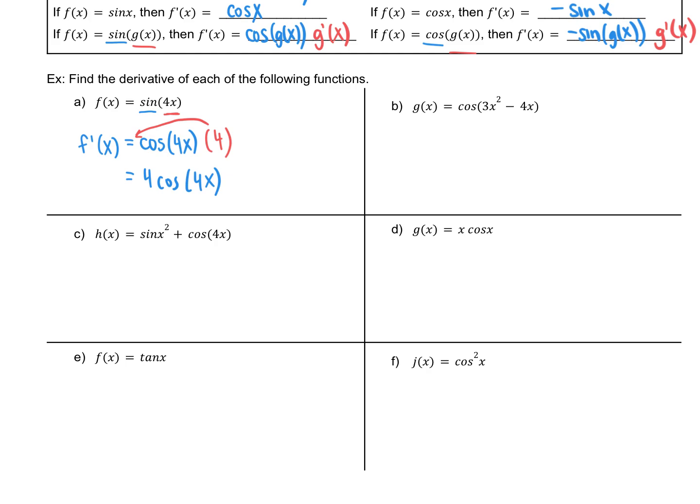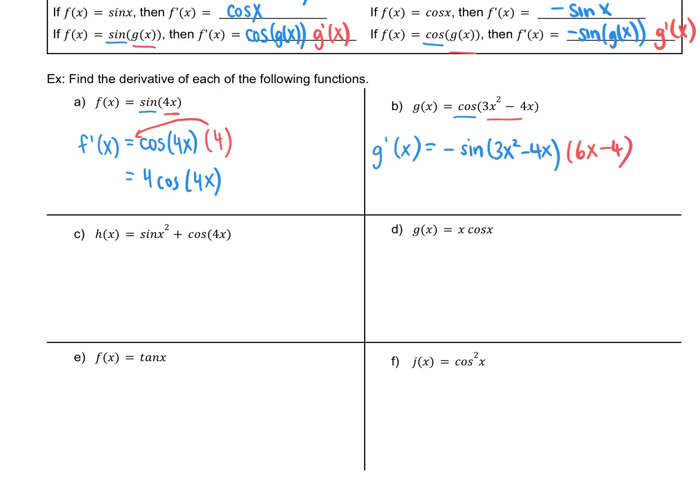Okay, next one. g of x is cos of 3x squared minus 4x. Again, we have a chain rule here. So I'm going to take the derivative of my outside function first. And the derivative of cos is a negative sine. And I'm going to copy paste the inside function. I am not touching that yet. And now it's time to take the derivative of the inside function, which is 6x minus 4.